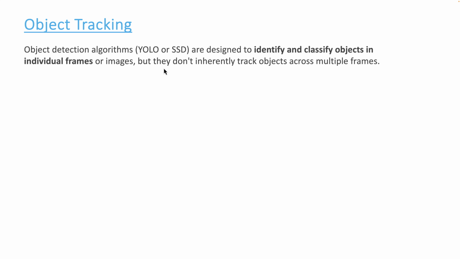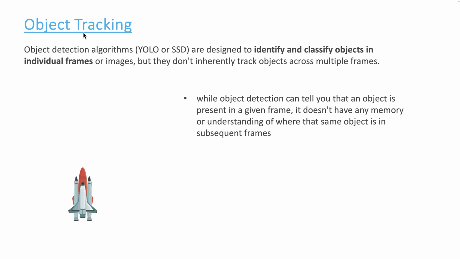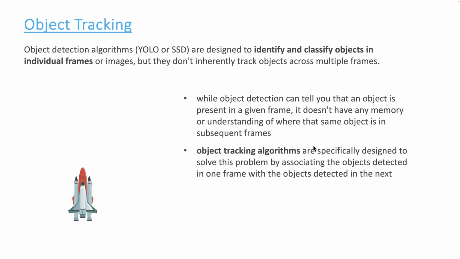And of course, in order to track a given object, we have to design an algorithm that knows that the object on a given frame is the same as the object in the next frame of the video. And this is exactly what we are going to achieve with object tracking algorithms. So while object detection can tell you that an object is present in a given frame, it doesn't have any memory or understanding of where that same object is in subsequent frames. Object tracking algorithms are specifically designed to solve this problem by associating the objects detected in one frame with the objects detected in the next.